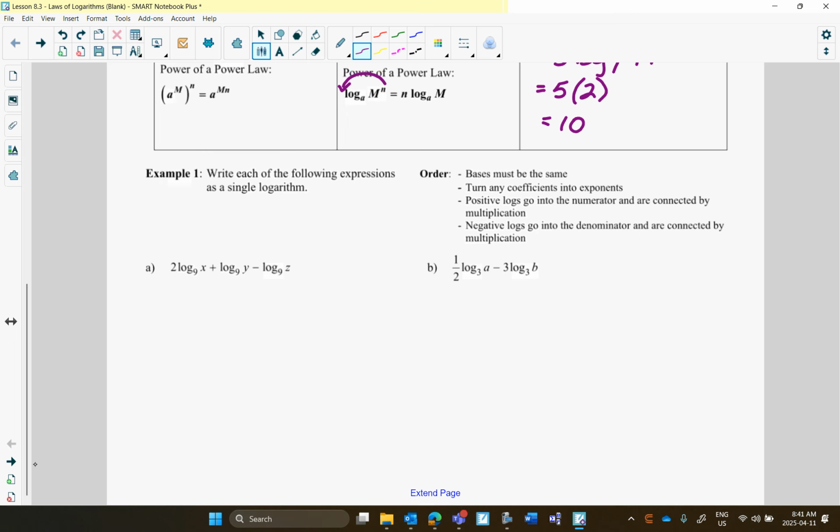Well, first of all, what you should do is look at the ones where there's numbers in front. So this one. How do I write this as an exponent? Where do I put it? I put it with the x, right? According to this log law. So this is the same as log base 9 of x squared plus log base 9 of y minus log base 9 of z.